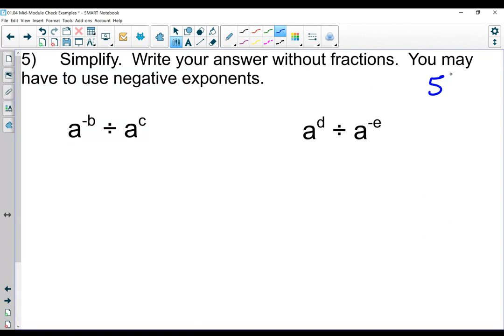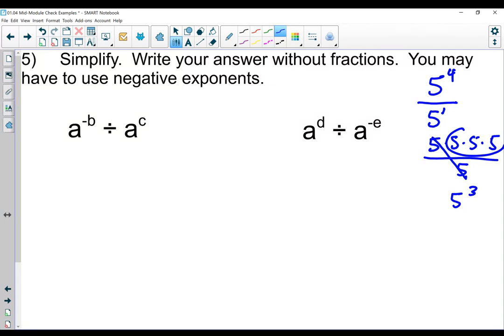So if I have 5 to the 4th and I'm dividing by 5 to the 1st, how do I figure that out? 5 to the 4th means I have 1, 2, 3, 4 5s. I have just 1 5 in the denominator, so I can take away one of those factors, and I'm left with 5 to the 3rd.